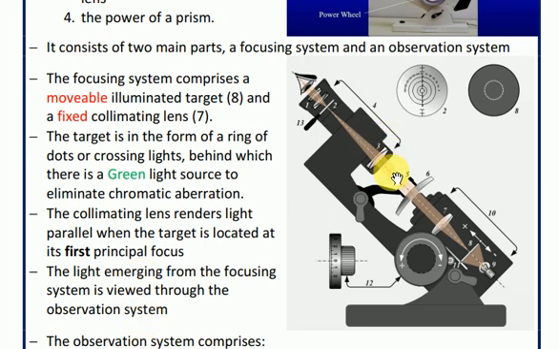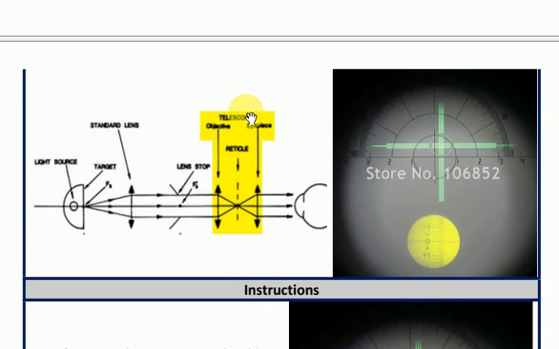Light emerging from the focusing system is viewed through the observation system. Next we have the observation system, which consists of a telescope with an adjustable eyepiece and a reticule.